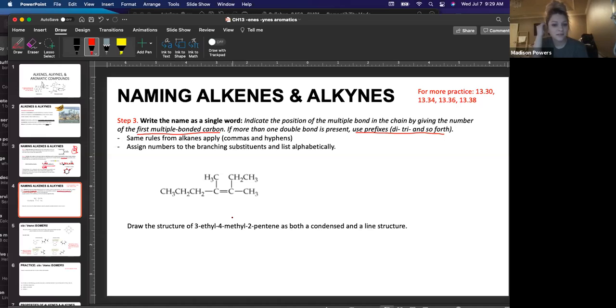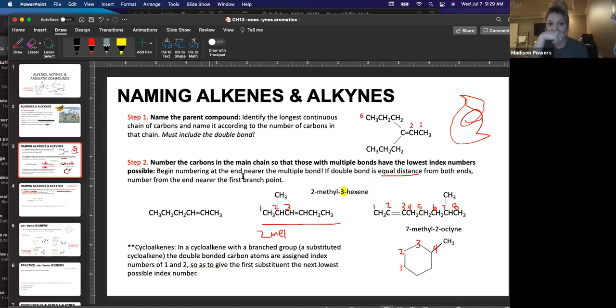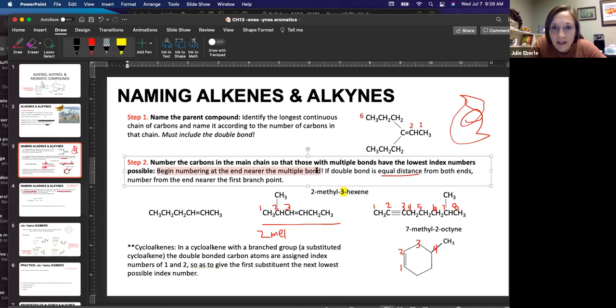We'd start from the left and then go up on the ethyl group. Yes, number this carbon 1, 2, 3, 4, 5. No, 5 on the second end of the double bond, right here. Then go up, and 6, 7. But remember, you want to begin numbering at the end near the multiple bond. So Madison, you have the right chain. We just need to start numbering from the opposite direction. Does that make sense?